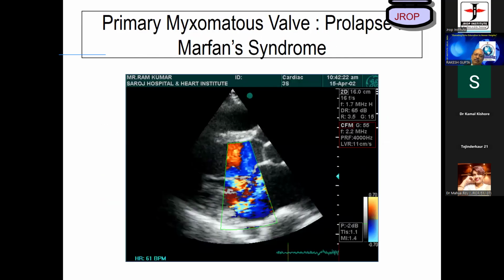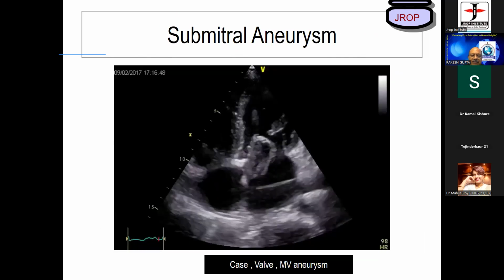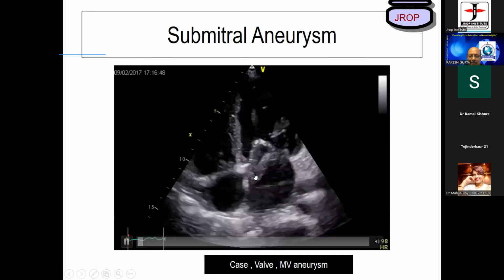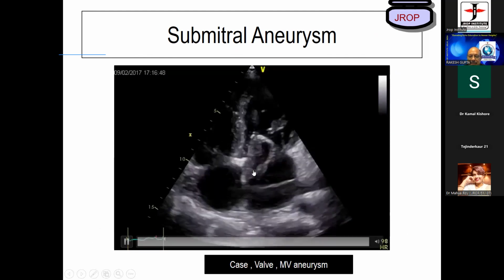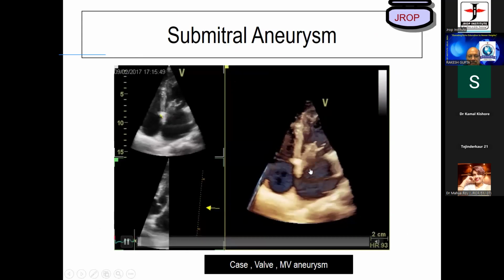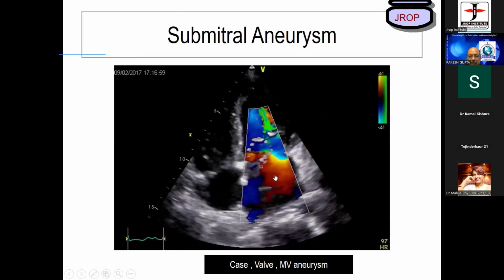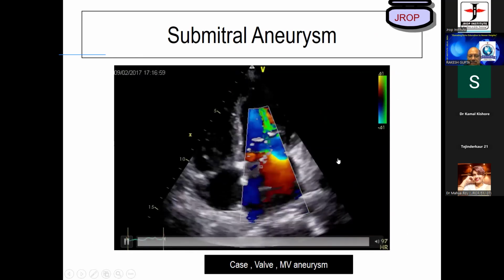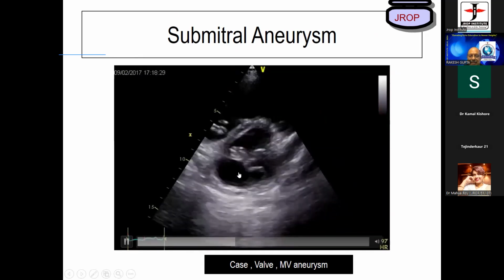I'm not going to talk about myxomatous valves. And there's an example for submitral aneurysm. Look, here's a mitral aneurysm. It's not abscess. The blood will flow into this aneurysm. It's open. There's a flow of blood into this. So this is submitral aneurysm. Congenital.